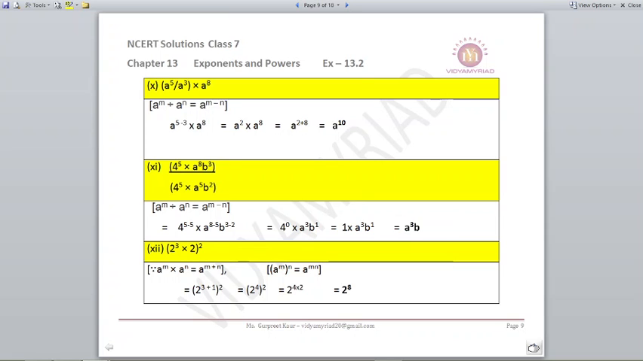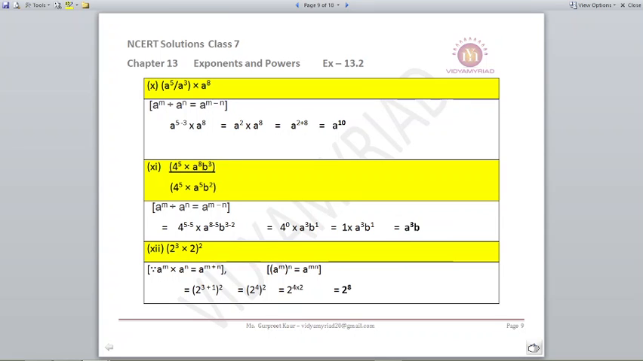Next, 4 raised to power 5 multiplied by a raised to power 8 b cube divided by 4 raised to power 5 multiplied by a raised to power 5 and b square. Let us rewrite it. It becomes 4 raised to power 5 minus 5, because there is one 4 raised to power 5 in the denominator. It means division. So a raised to power 8 minus 5 and b raised to power 3 minus 2. It gets 4 raised to power 0 multiplied by a raised to power 3 and b raised to power 1. Answer comes to a cube b, because 4 raised to power 0 is 1.